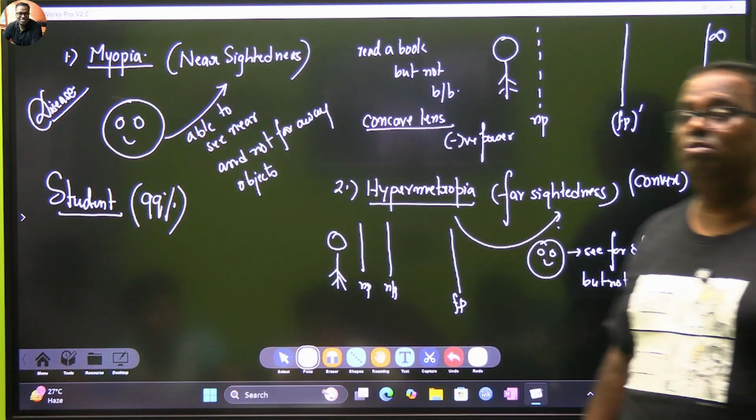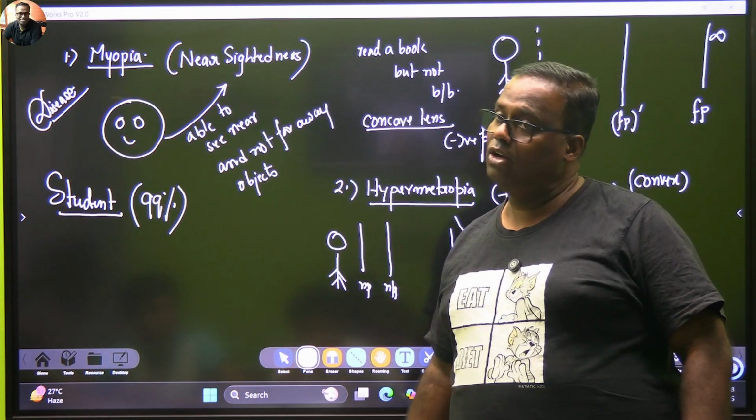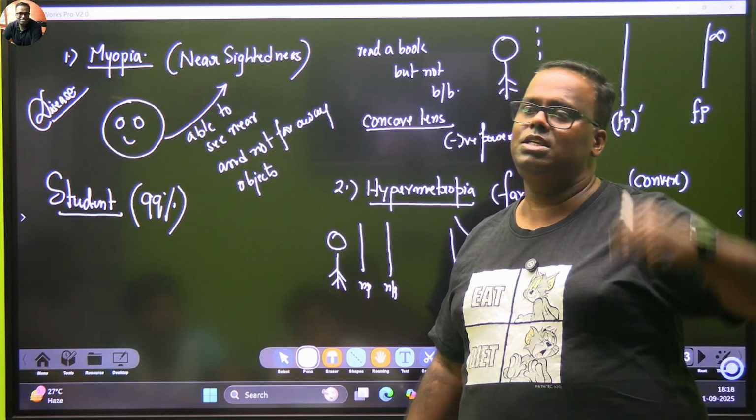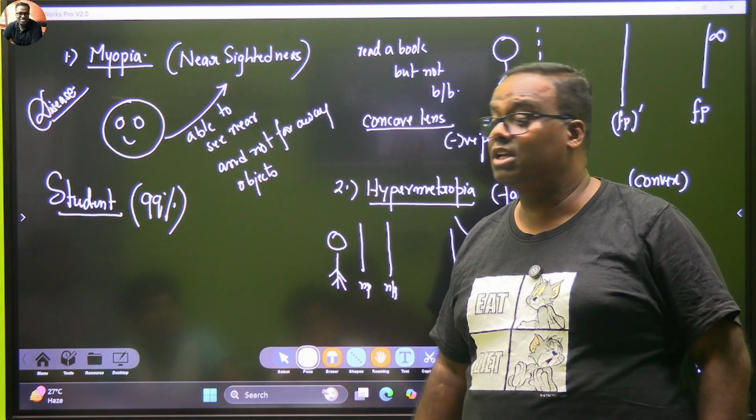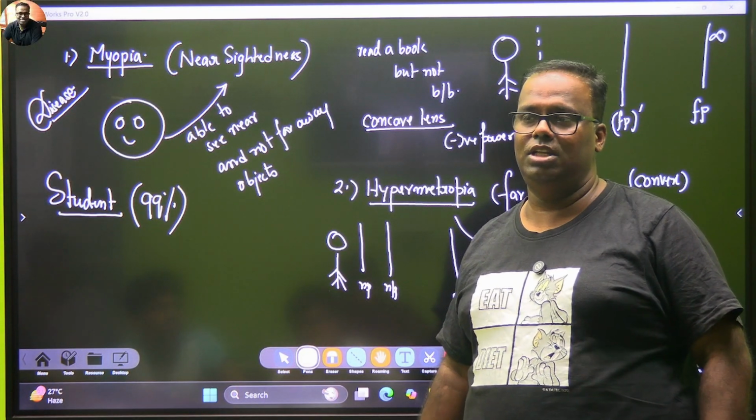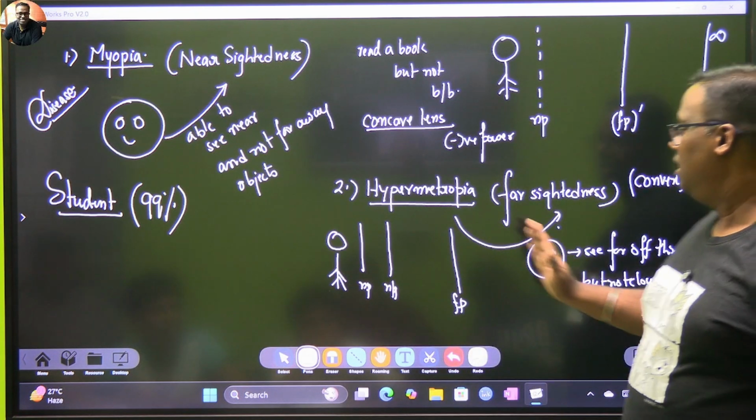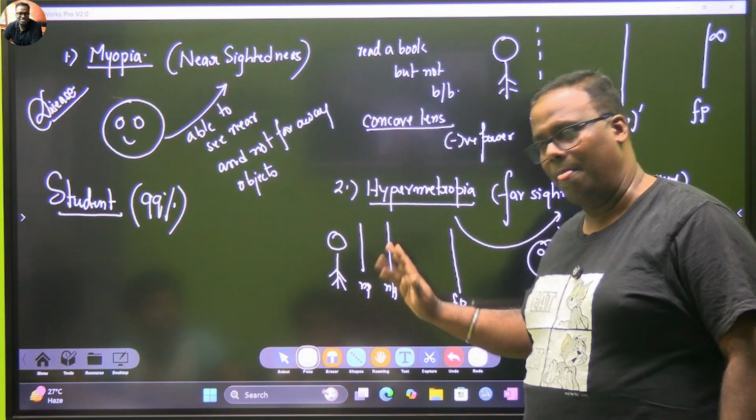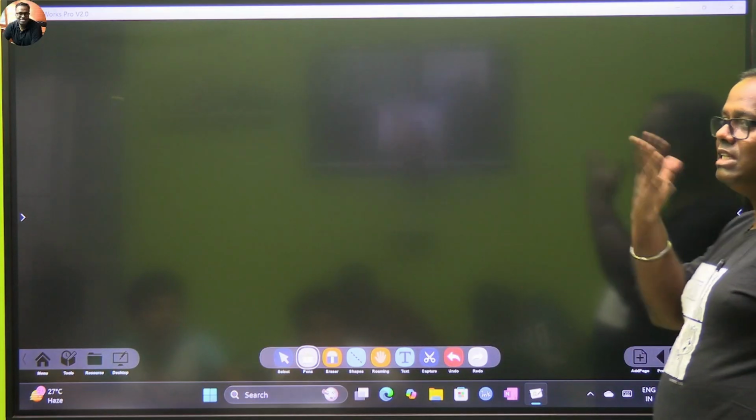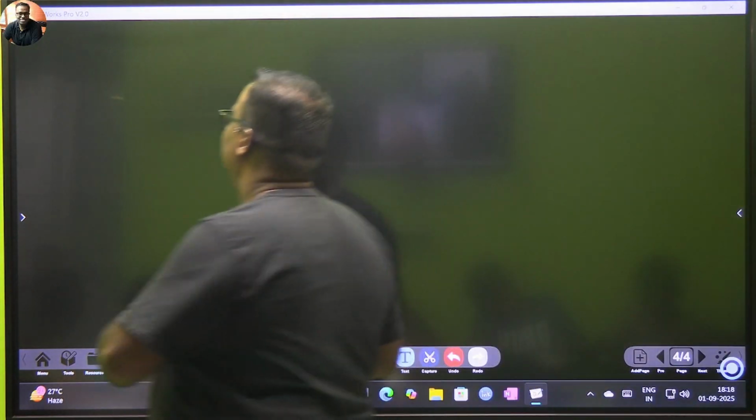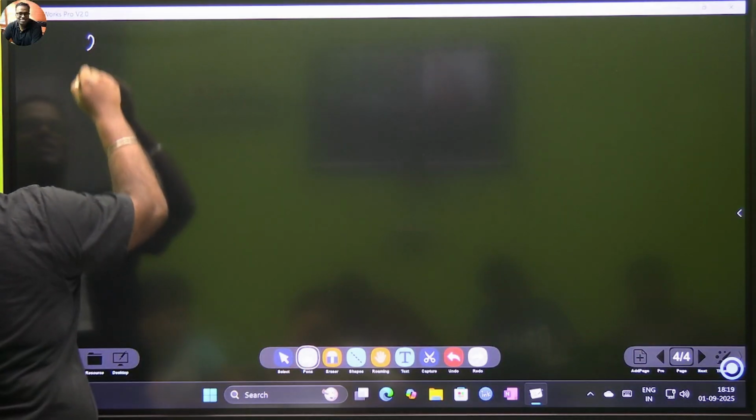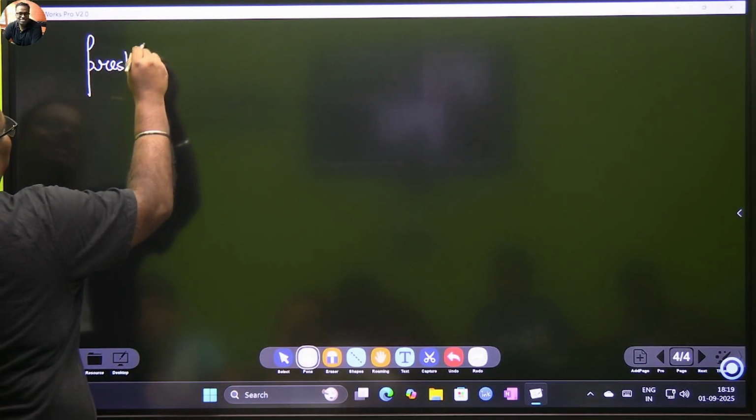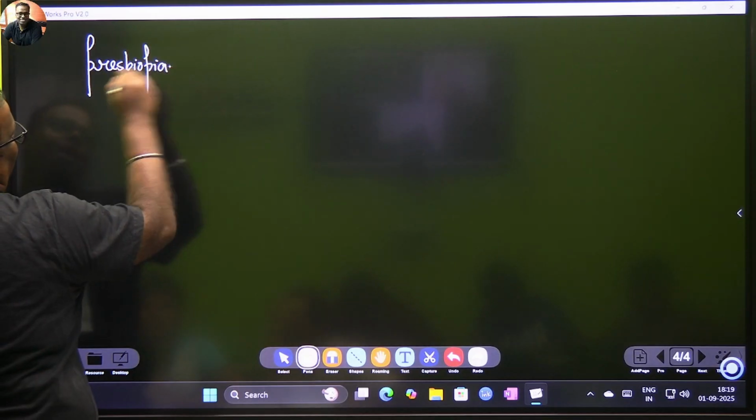Hypermetropia means the child will be able to see far-off things. He can see TV very nicely. He can see boards very nicely, but he cannot read the book. At that time, he needs lenses. So his near point has actually gone off. Understood? Now comes one very interesting disease. I don't know if it's in your book or not, but let's study. That's called presbyopia.